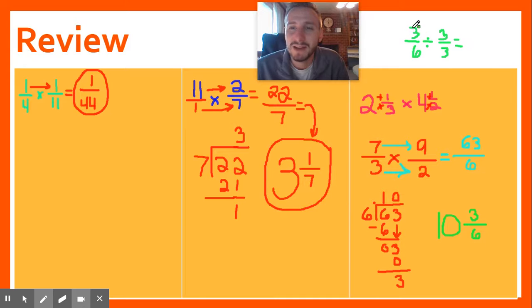So if we divide both of these numbers by 3, 3 divided by 3 is 1. 6 divided by 3 is 2. 3/6 is equivalent, so it's the same thing as a half. So we can rewrite this answer to be 10 and 1/2. And that is the simplest form of our answer.